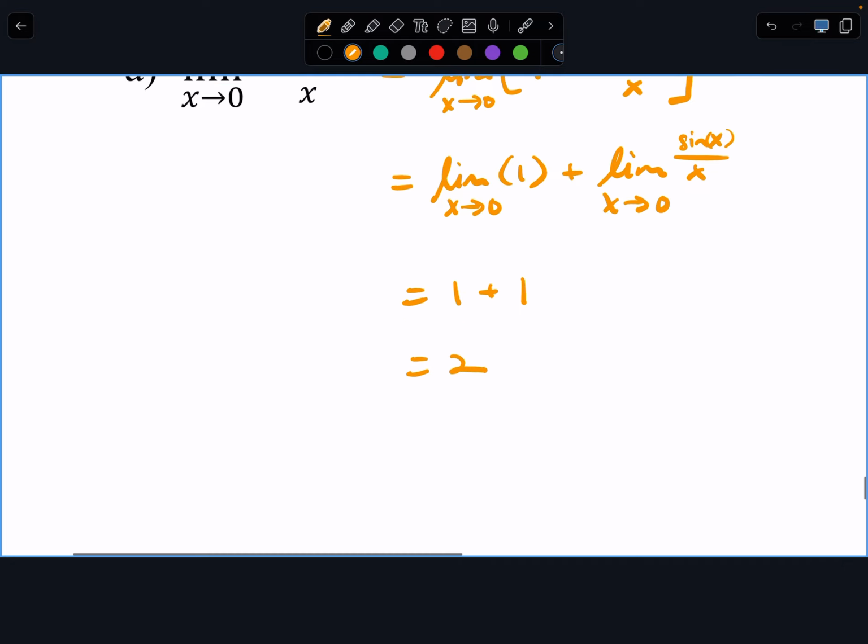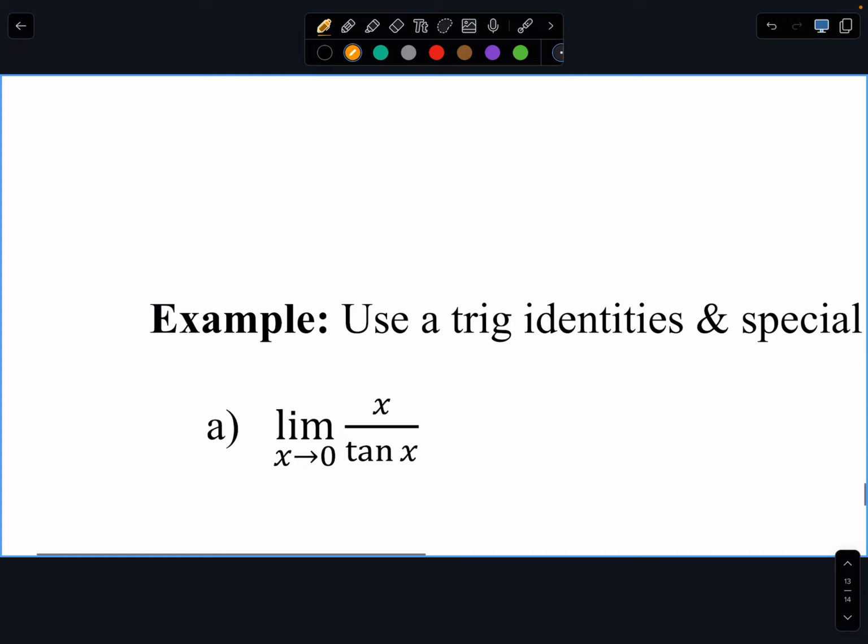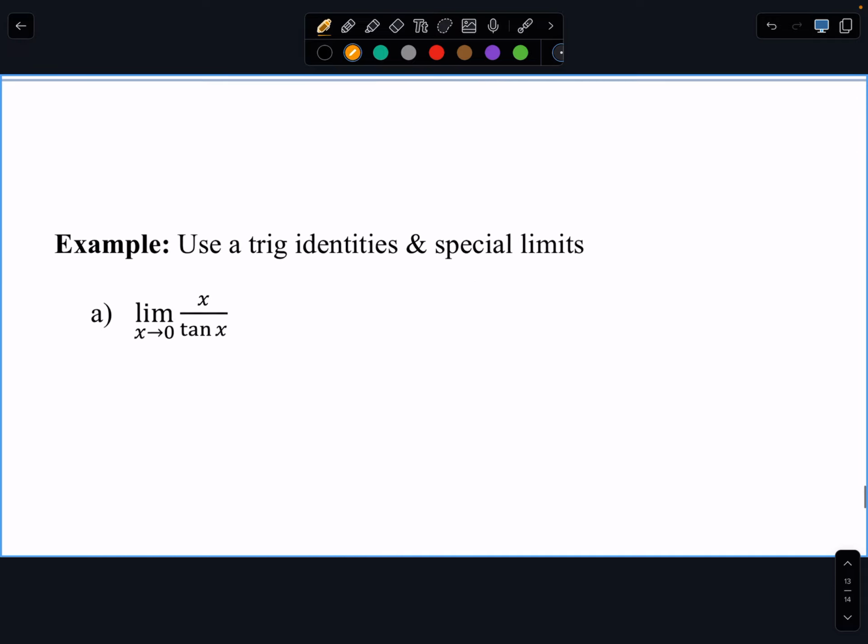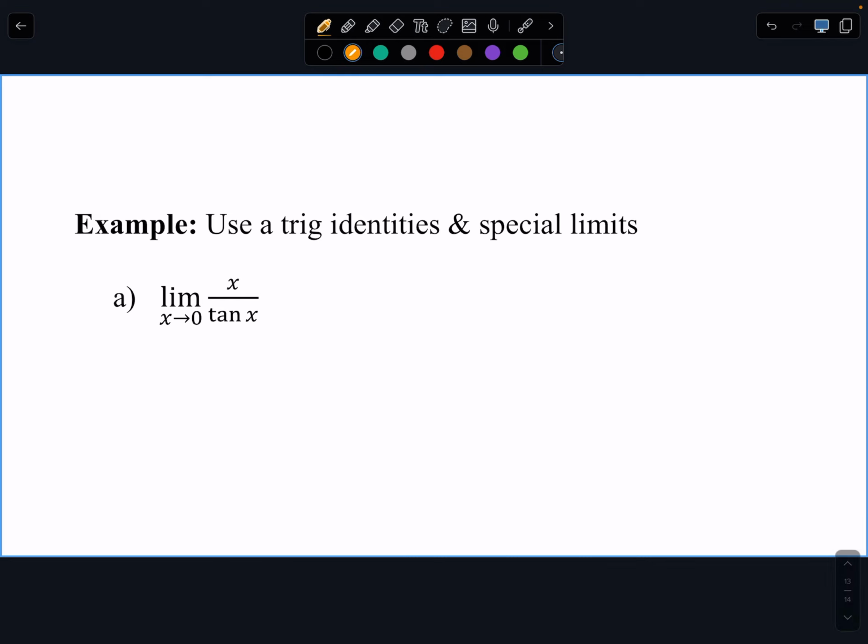For the next one, use trig identities and special limits. Okay, first of all, direct substitution gives 0 over 0. So then we're like, I don't see any special trig limits here. But what can we do? Micah. Tangent x is sine x over cosine. Yeah, we could rewrite tangent as sine over cosine.